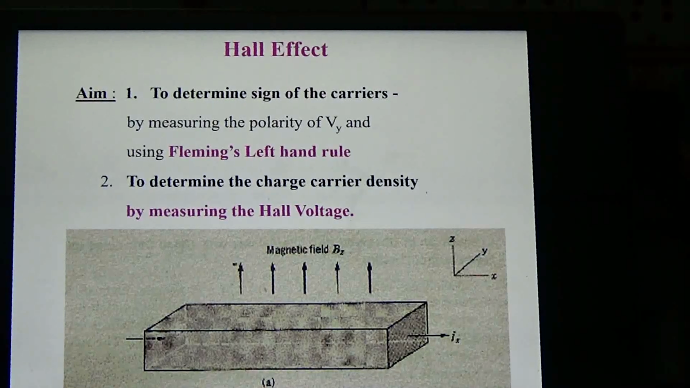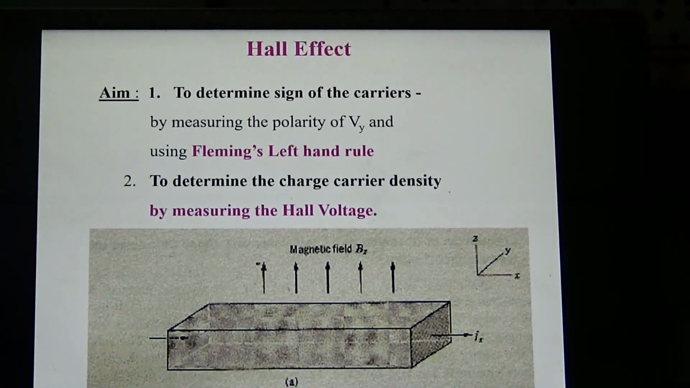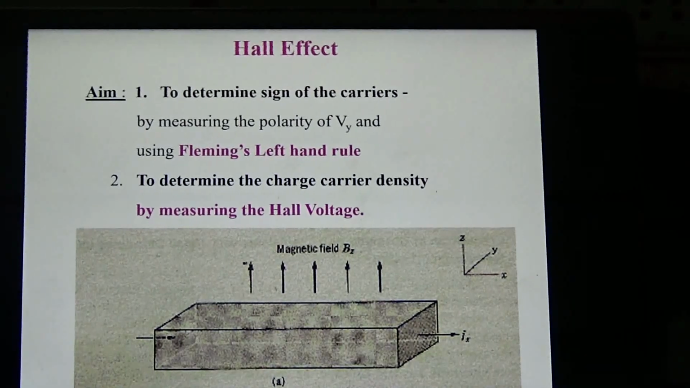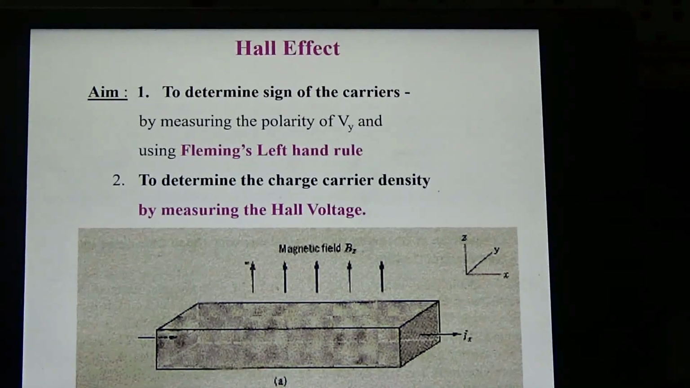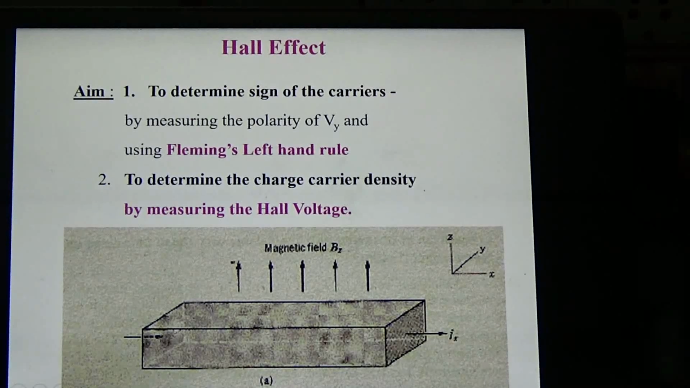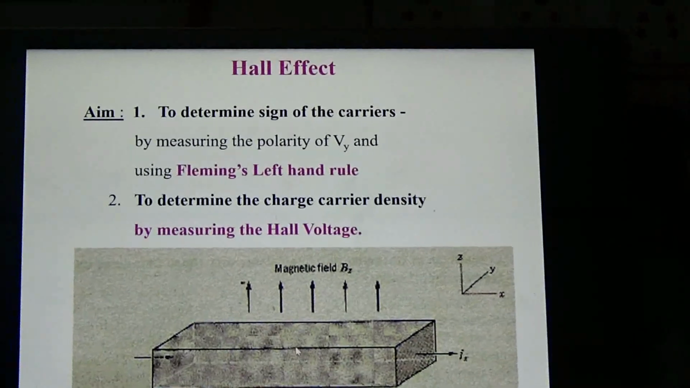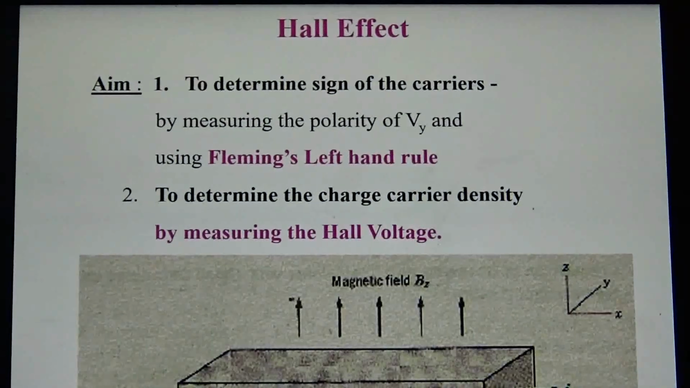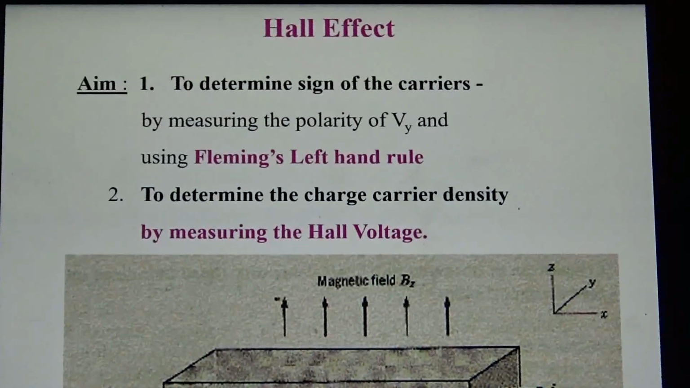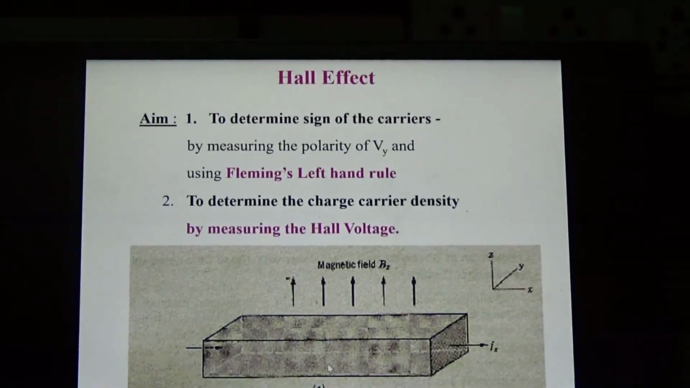Suppose holes are majority charge carriers, then we'll know the hole carrier density, or if electrons are majority carriers, we'll know the electron carrier density. And the effect is very simple. If you take a current carrying conductor, a semiconductor, and apply a transverse magnetic field, then a voltage is developed which is perpendicular to both the electric field direction as well as the applied magnetic field direction, and that voltage is called the Hall voltage.